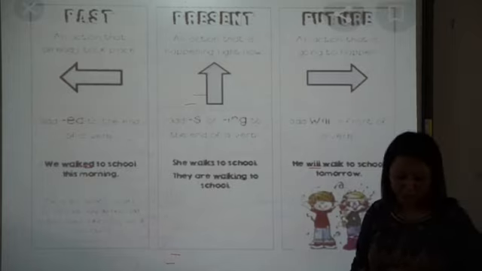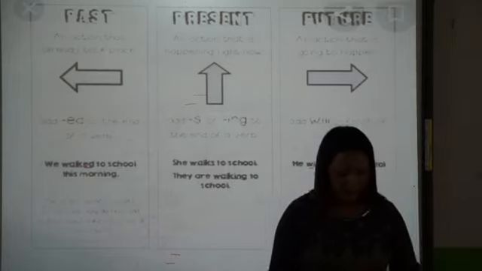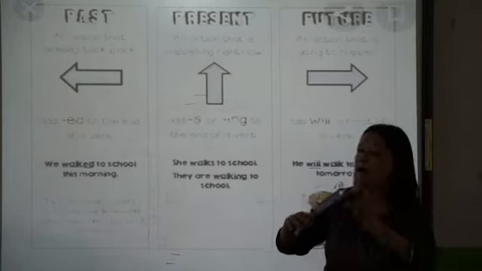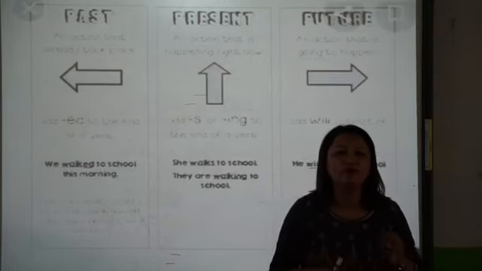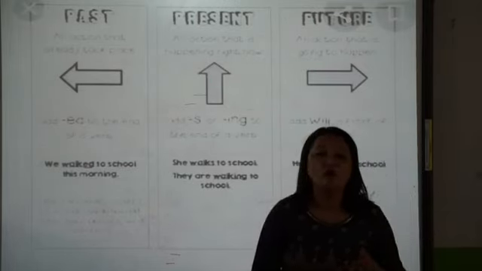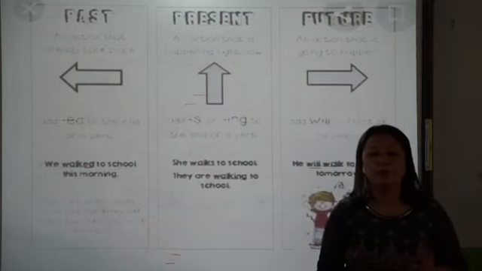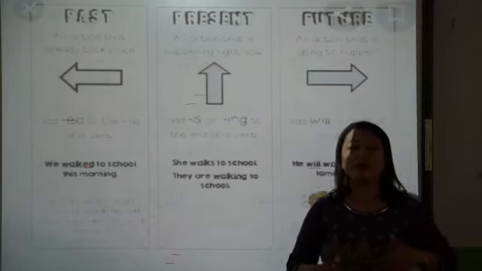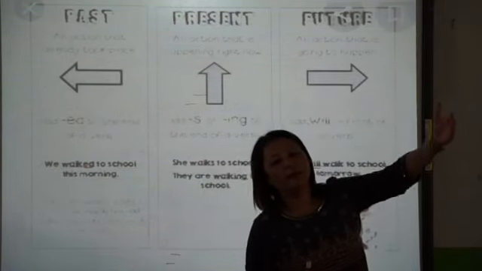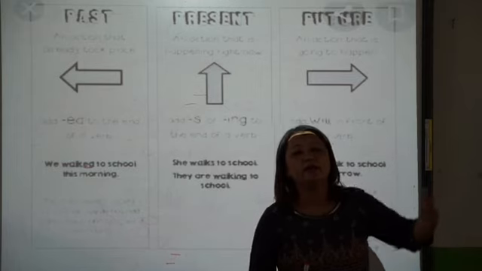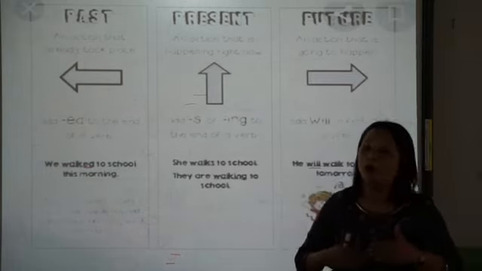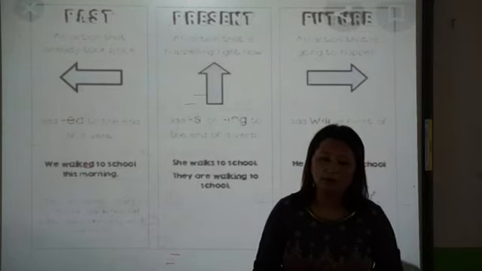So children, this is all about present, past and future tense, or the three forms of verb. Present means what is happening right now. Past, already happened. And future tense means it will happen in future.